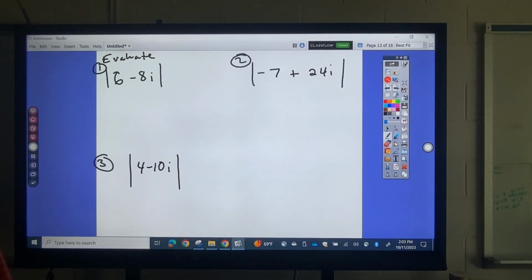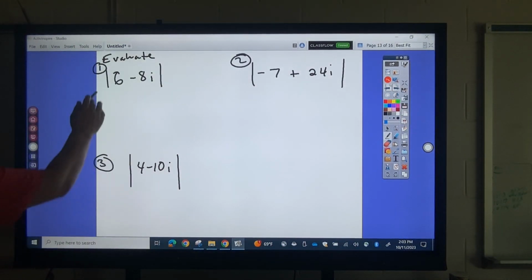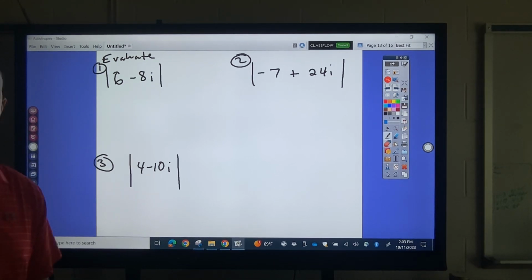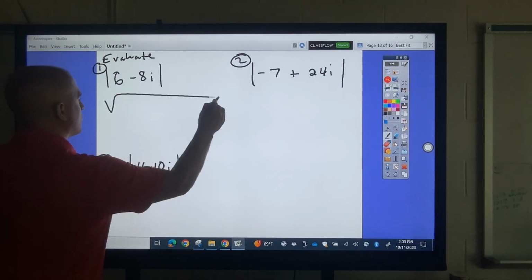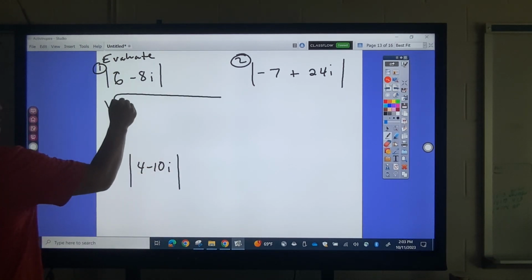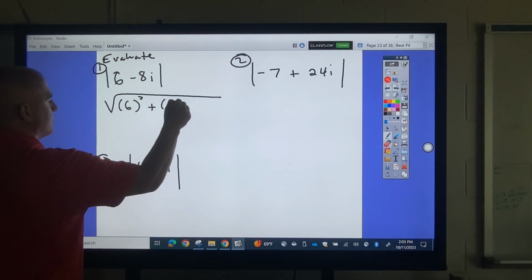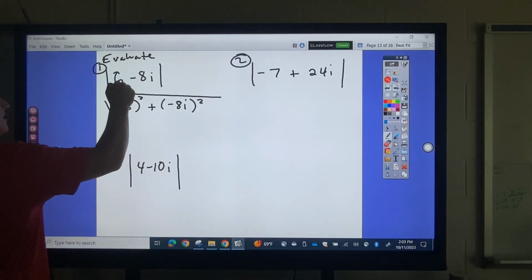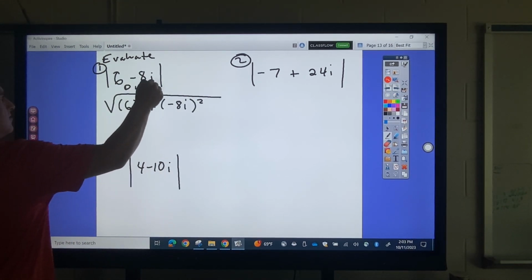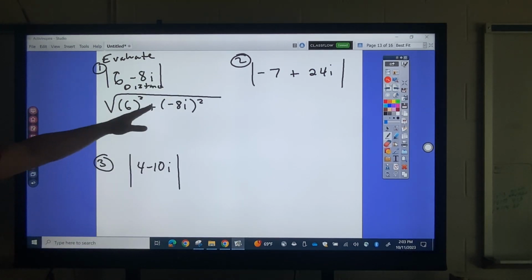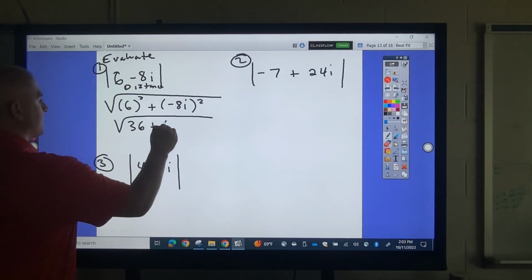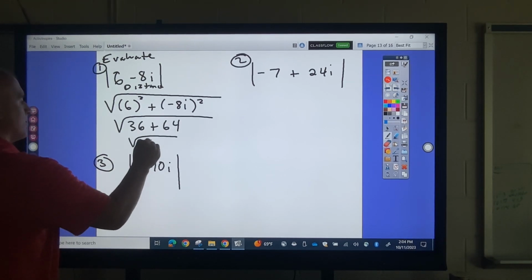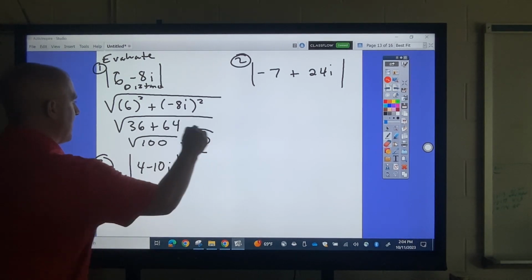Okay, the next thing we got to go into is this. The concept is, I'm going to do a square root. I am going to square this, and I am going to square this. This is like distance. That's what that means. Now, anytime you square a negative number, it's going to become positive. So what I got is 36 plus 64, which is square root of 100, which would just be 10.